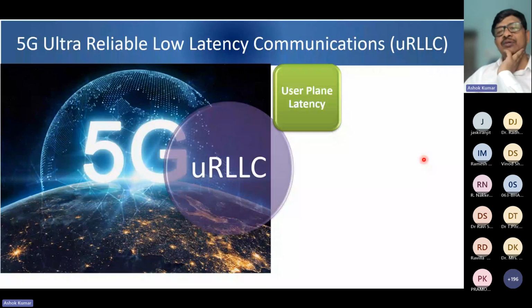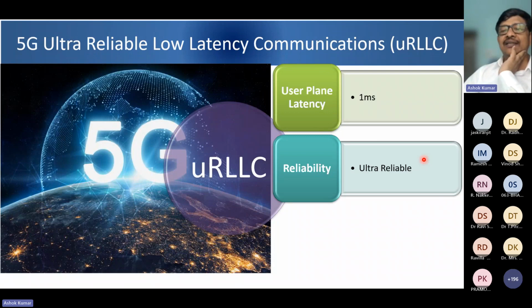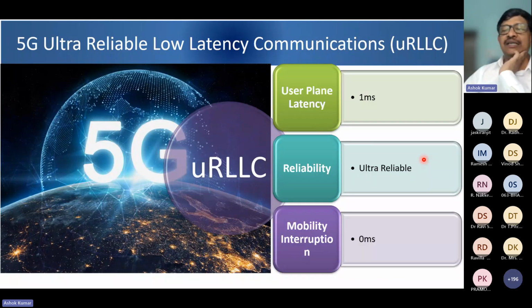Okay, so we talked about latency, which we call user plane latency. Then we talked about reliability, and then we also talked about mobility interruption. There are other parameters like control plane latency, which I am not talking about here. You can read from the document which I have shared. So with this, what kind of use cases are possible?